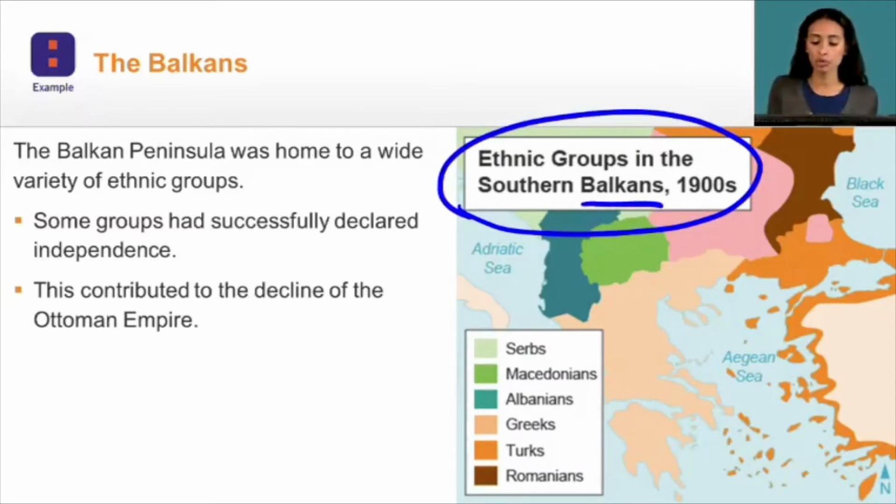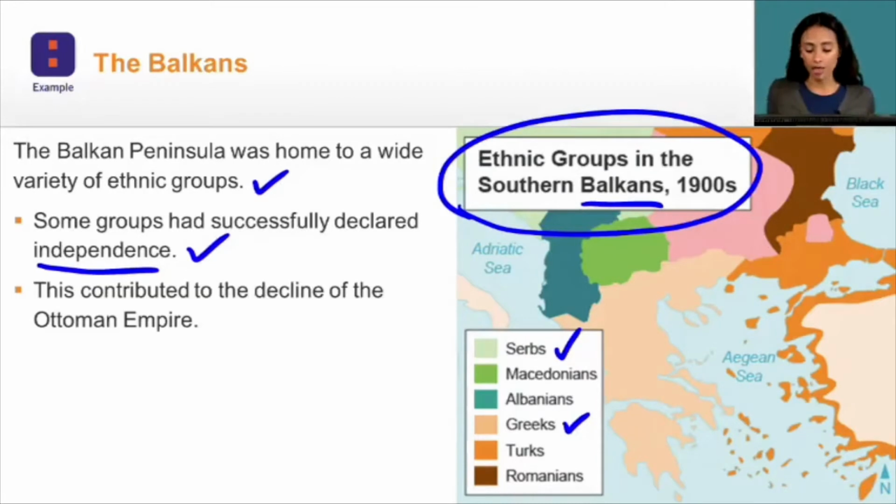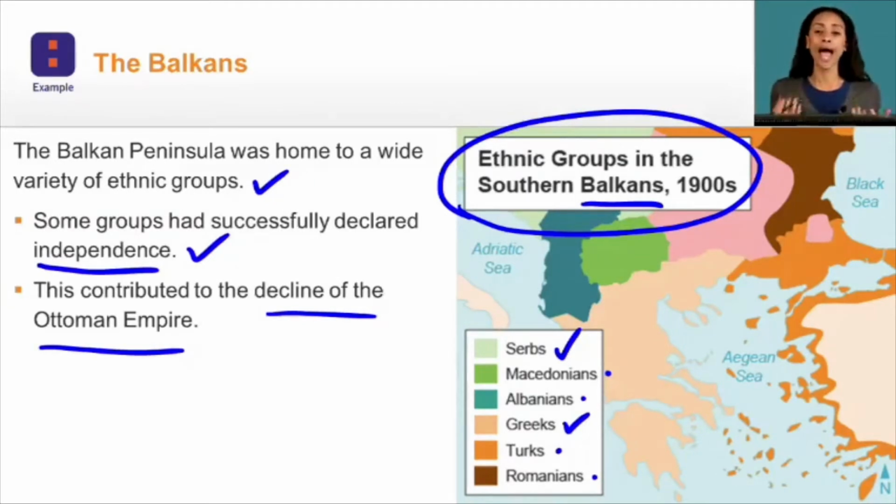Now, we're talking about a region called the Balkans, which was home to a wide population of people, a variety of different ethnic groups, and some of those groups had successfully declared independence, Serbia and Greece particularly. And this is going to inspire some of the other ethnic groups to perhaps seek their own independence as well. And on top of this, we're starting to see the decline of the Ottoman Empire for a couple different reasons, but partly due to the nationalism of a lot of these different ethnic groups that are seeking their independence at the time.